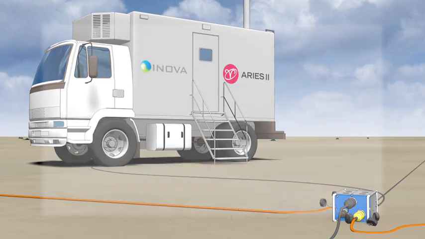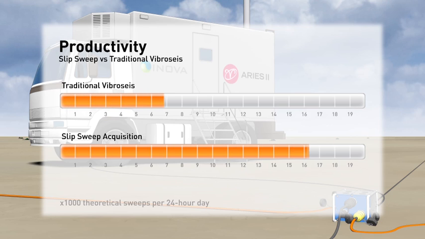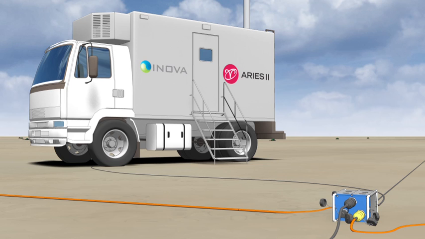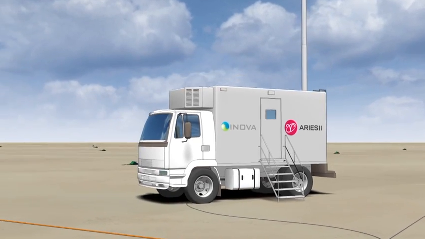Naturally, the productivity that can be achieved with this technique is largely dependent on the survey parameters. With our example parameters of 6-second sweep, 5-second listen, and 5-second slip time, a crew can theoretically reach 17,280 VPs per 24-hour day. This requires that a fleet is always available to start a sweep when a slip time elapses. In practice, a 25% increase in productivity can be expected compared to traditional flip-flop vibro size.